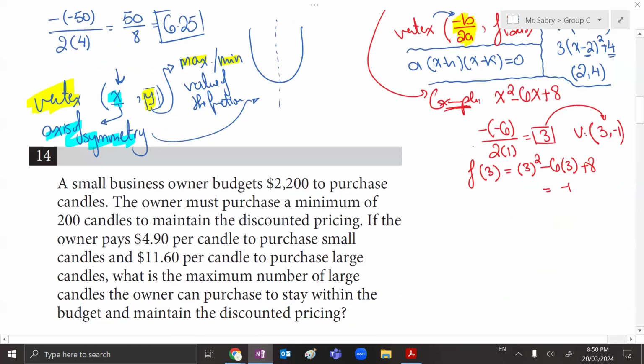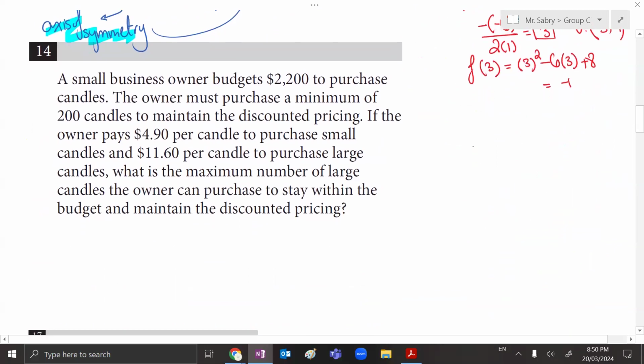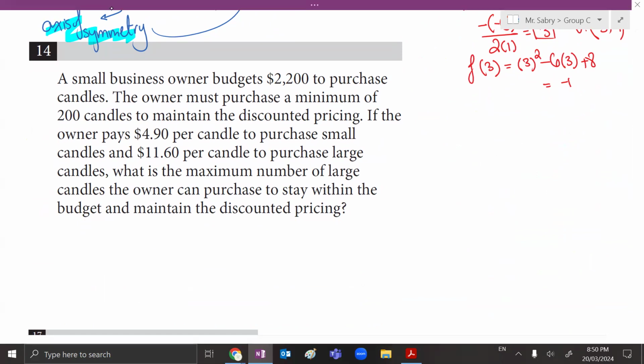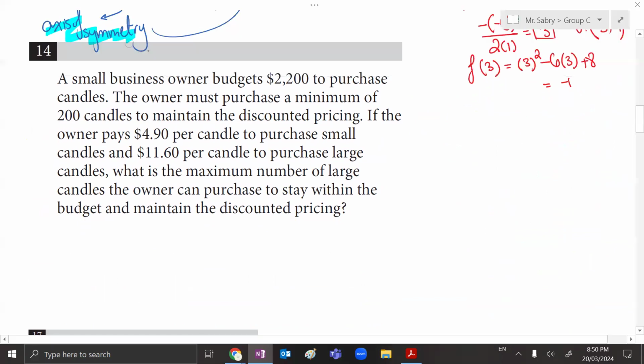Okay, let's move to 14. A small business owner budgets 2,200 to purchase candles. The owner must purchase a minimum of 200 candles to maintain the discounted price. If the owner pays $4.9 per candle to purchase small candles and $11.6 per candle to purchase large candles, what is the maximum number of large candles the owner can purchase to stay within the budget and maintain the discounted price?